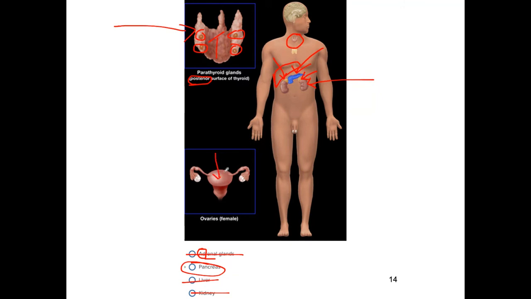This is the uterus. These are the fallopian tubes, and that right there is the ovary. Okay, so that's part of the female reproductive tract.